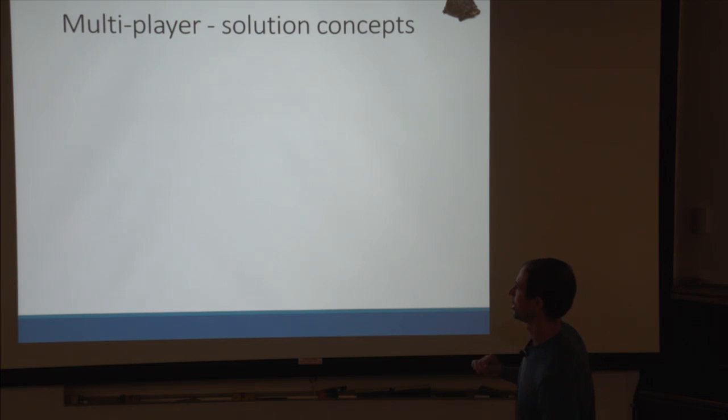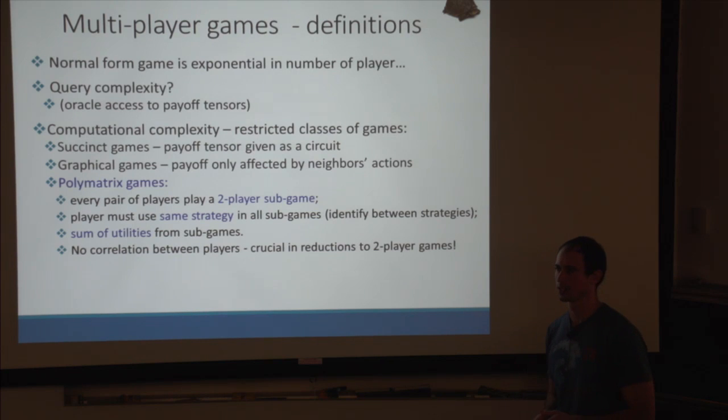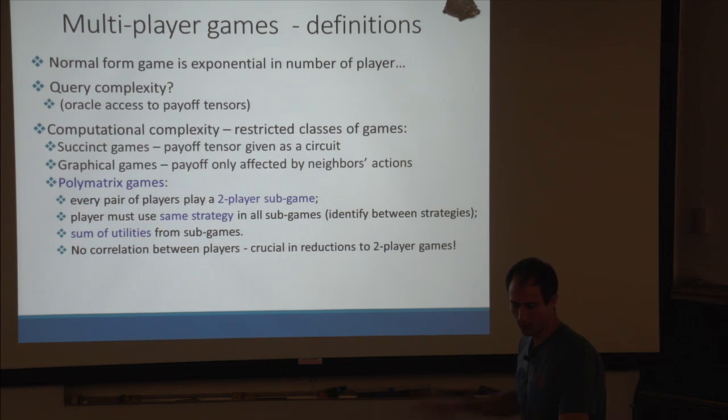Okay, so I had this slide yesterday, but I'll briefly repeat it again. The plan of the proof for the two-player game will be that first you'll prove some hardness for multiplayer games, and then there will be a reduction to two-player games. But there are also results for n players.